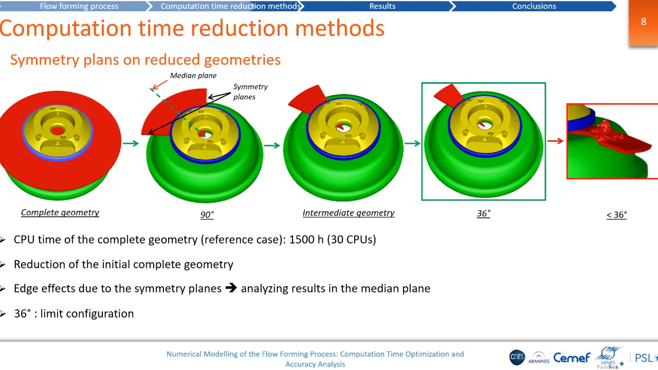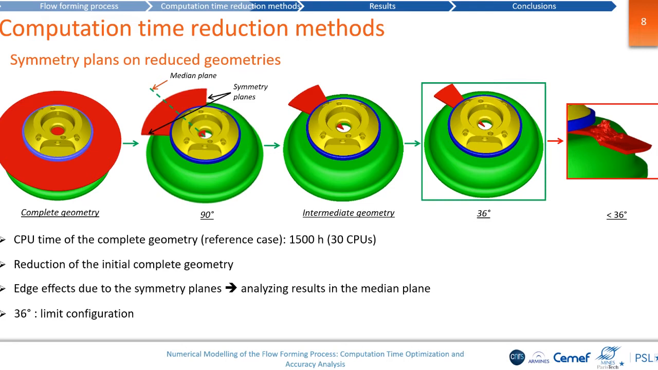To stabilize the problem, we add some symmetry planes, but those symmetry planes for sure add some edge effect, so we are only looking for the results on the median plane. So complete geometry on the left, and then 90 degrees, lower domains, up to 36-degree domain in order to reduce as much as possible the CPU time. If we decrease even more the domain size, we are leading to a computation problem because the edge effect of the symmetry planes are no more compatible with the material flow and the deformation due to the roller.